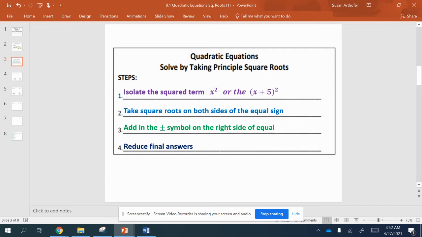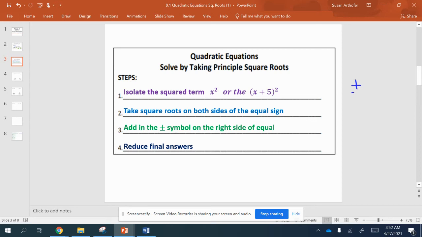Okay, so the notes are to isolate the squared term. So get x squared, or if the problem says the quantity x plus 5 squared, you want to isolate that on one side of the equal sign. And then take square roots on both sides of the equal sign. You must add in the plus or minus symbol on the right side of the equal sign, and then reduce final answers.